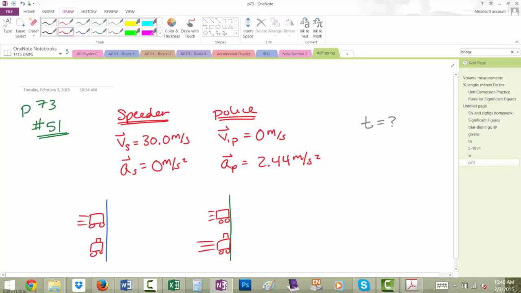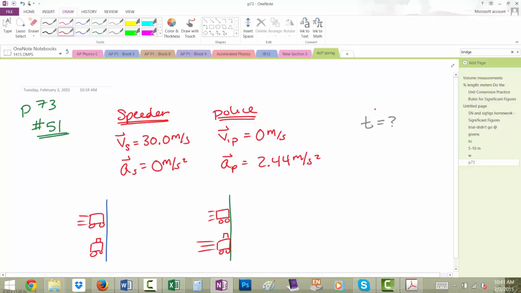Here's my question for you. Have you seen this phenomenon? Not out in real life, but even in this room. When did you see it? The ball in car lab. This is the same question. The ball is the what? The police officer, right? And the car that's moving at a constant speed is the speeder. Does that make sense? It's exactly the same problem.